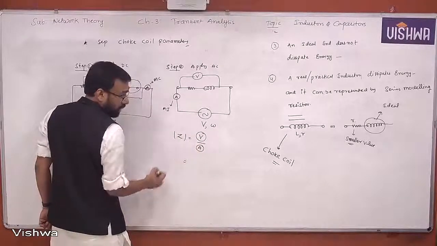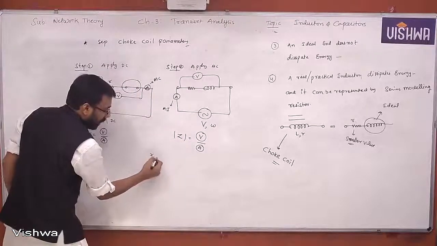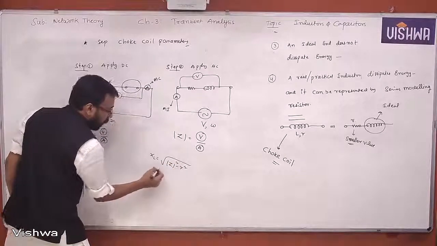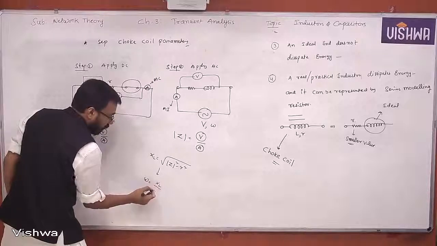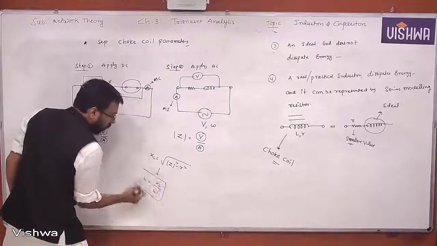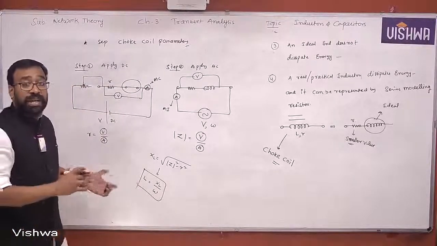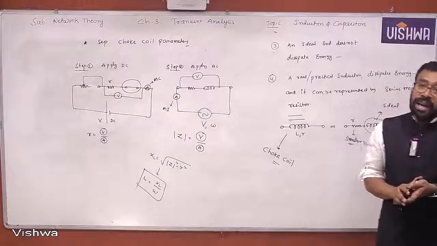So you now calculate the Z value, nothing but voltmeter reading divided by ammeter reading. RMS voltage by RMS current will give you the Z value. Once you know Z, you can calculate XL, which is the square root of Z squared minus R squared. And once you know XL, L is nothing but XL by omega. So now you have both R and L values. This is how you separate the choke coil parameters.